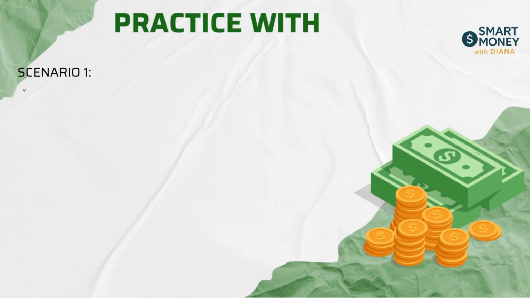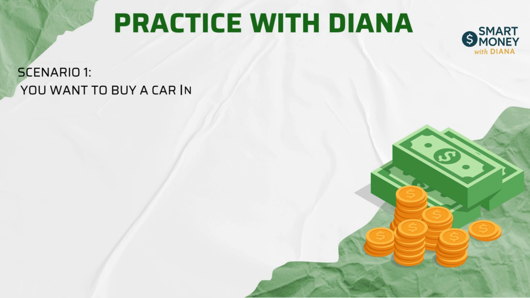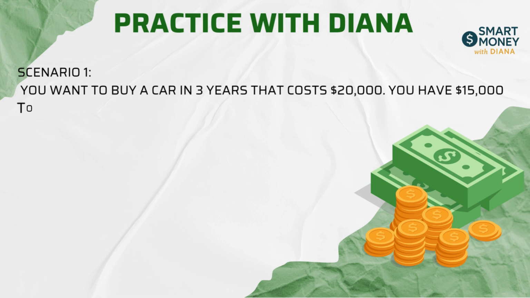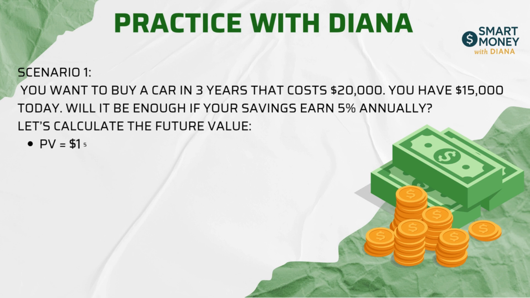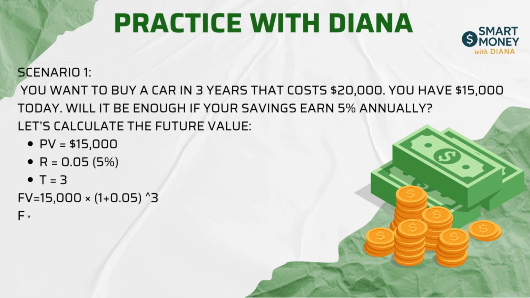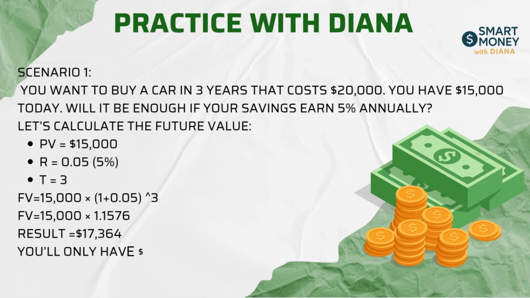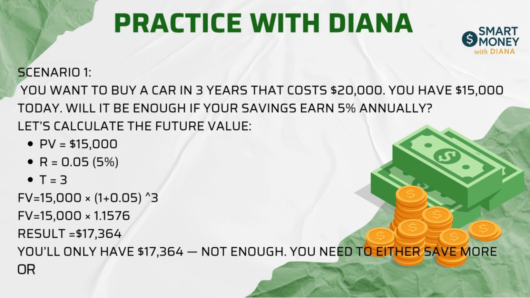Practice with Diana. Scenario 1. You want to buy a car in 3 years that costs $20,000. You have $15,000 today. Will it be enough if your savings earn 5% annually? Let's calculate the future value. PV equals $15,000, R equals 0.05, T equals 3. FV equals 15,000 times (1 plus 0.05) to the power 3. FV equals 15,000 times 1.1576.